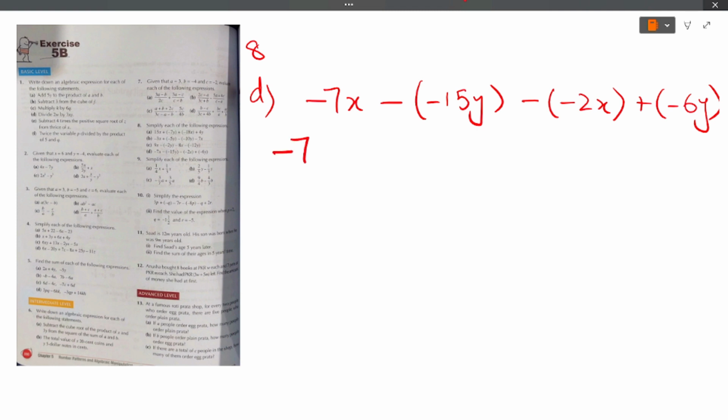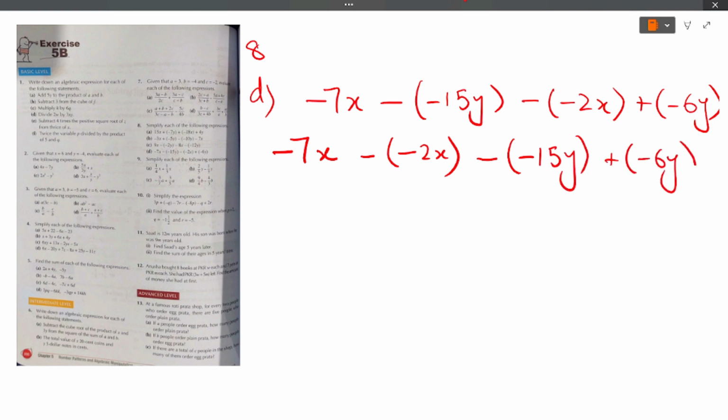Okay, I'm going to write the x variables together. So I'm going to write it like this. Is it fine? Then I'm going to write the y variables. So it will be like this, plus into minus 6y. Okay, so now remove these brackets because we don't need them.